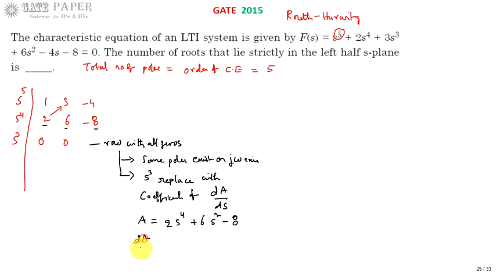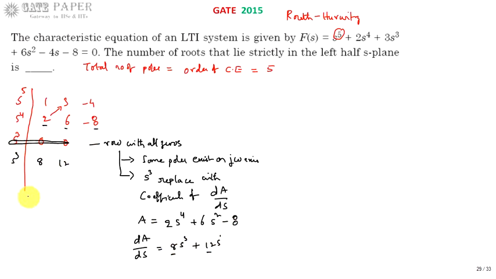Now differentiation with respect to s will give 8s^3 + 12s - 0, as the differentiation of a constant is 0. So now the S3 row consists of two coefficients, which are 8 and 12. Now replace S3 with 8 and 12. Now don't consider the zeros.